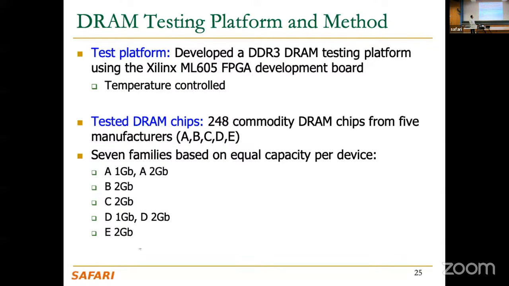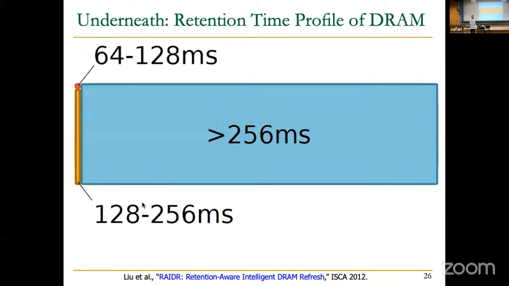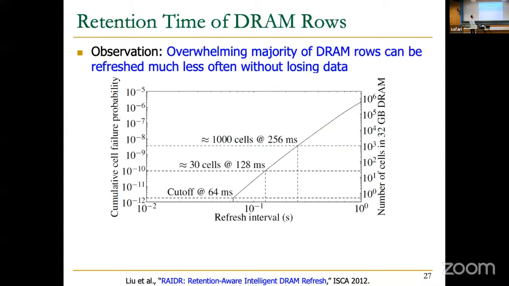Okay, so I already showed you this. This is the characterization result that they found by testing the real DRAM chips. So this is a more scientific way of explaining that data. Here on the x-axis, we have the refresh interval in seconds. So from here, it's every 10 milliseconds, and then this is every second, right? And you see a cutoff at 64 milliseconds, so you don't observe any bit flips.